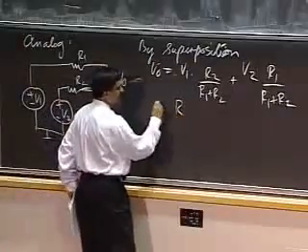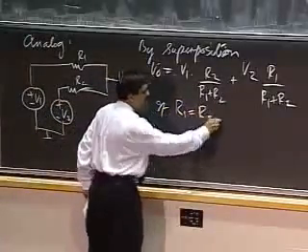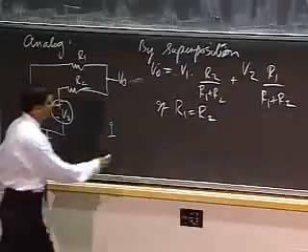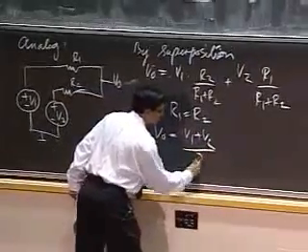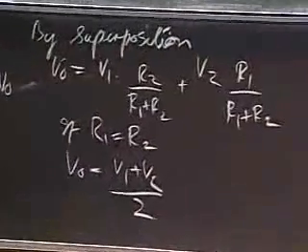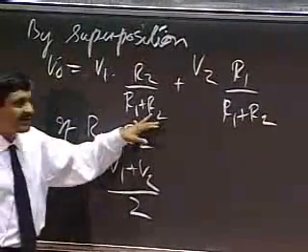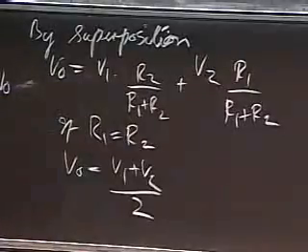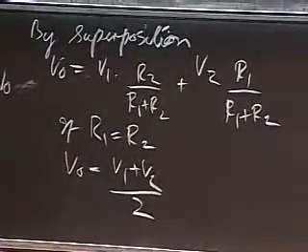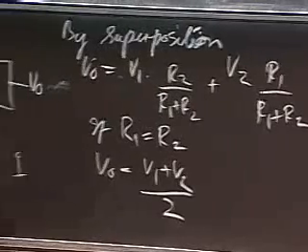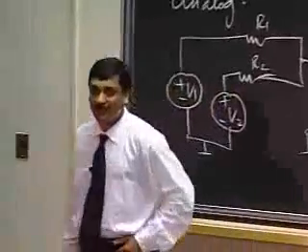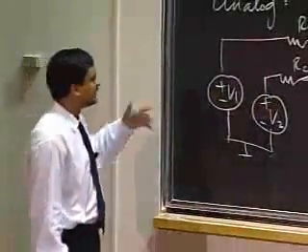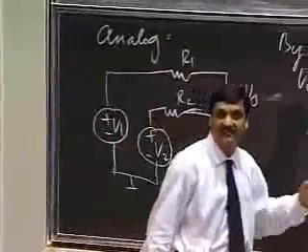So let's say I chose R1 to be equal to R2. Then V0 would simply be V1 plus V2 divided by 2. If these two values were equal, I simply get the output as the average of the two voltages. So this is an adder circuit. It adds up these two voltages. Or more precisely, it's an averaging circuit. It takes the voltages and gives me the average value.